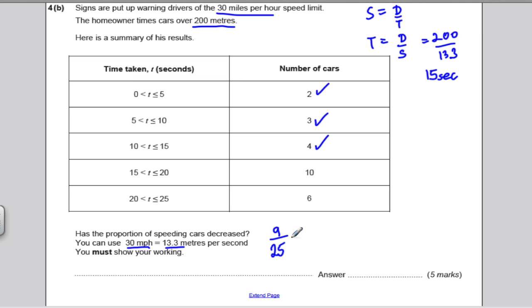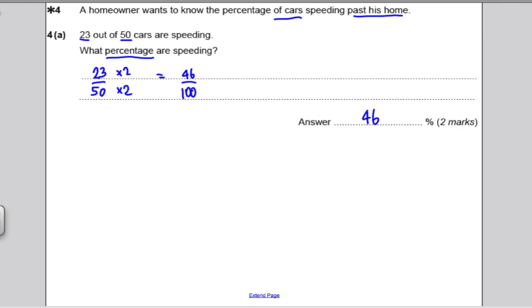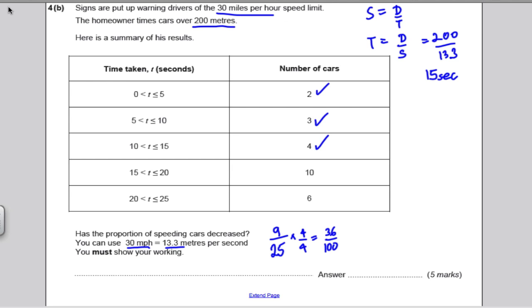Has this proportion increased? Well, making it out of 100, times top and bottom by 4, and you get 36 out of 100. Okay, so previously 46% were speeding, and now 36% are speeding. So has it decreased? Yes, decrease.